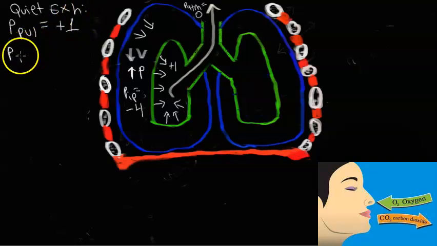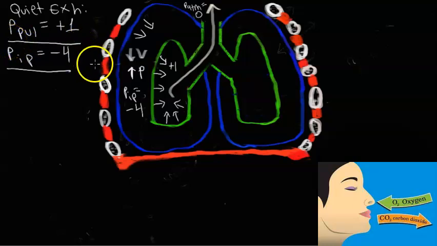Remember, we said that the intrapleural pressure was -4. The pulmonary pressure was +1. And then we had the chest wall moving inwards, pushing on the parietal pleura, and the pressure here becoming more positive, pushed on the lungs, increasing the intrapulmonary pressure, so air moves out of the lungs.